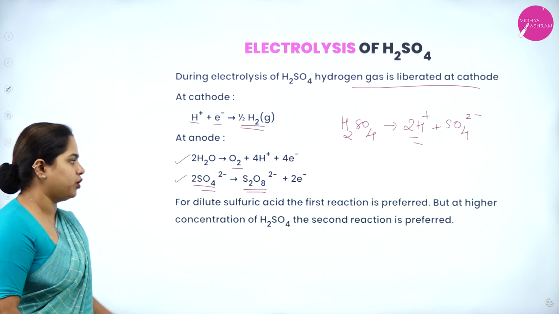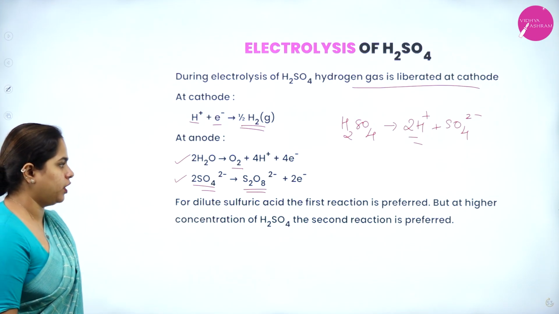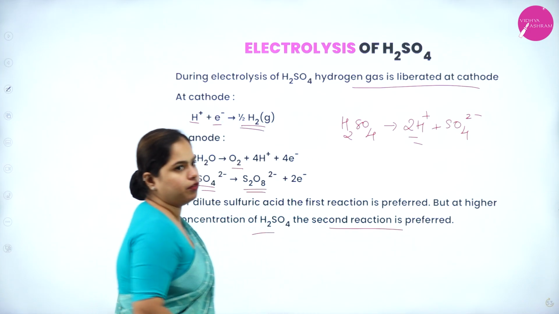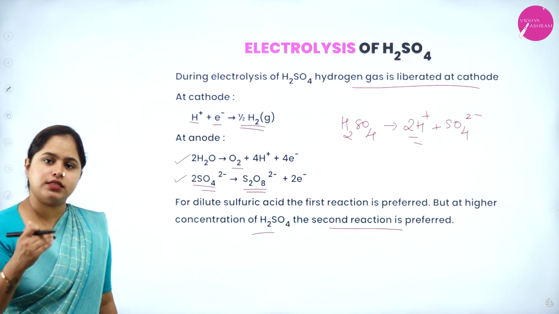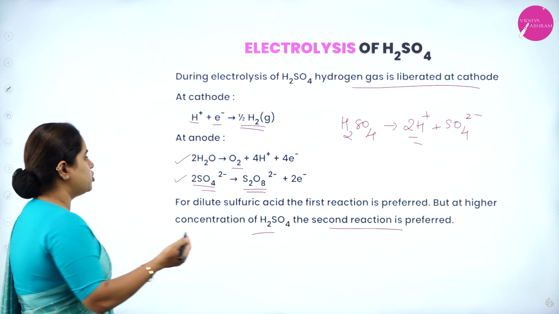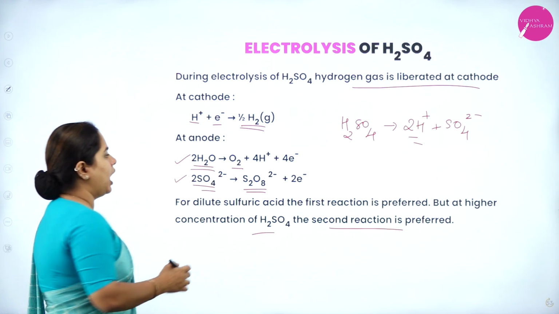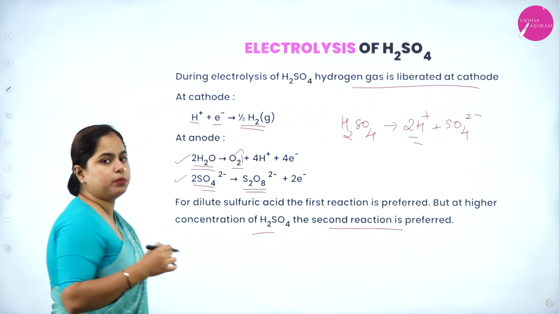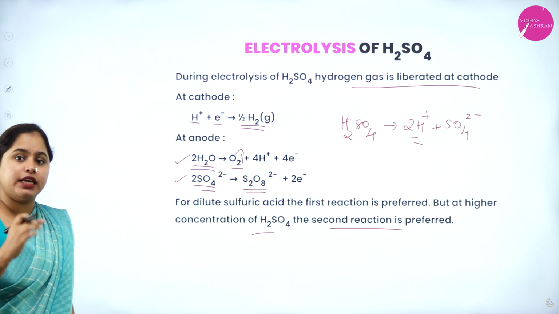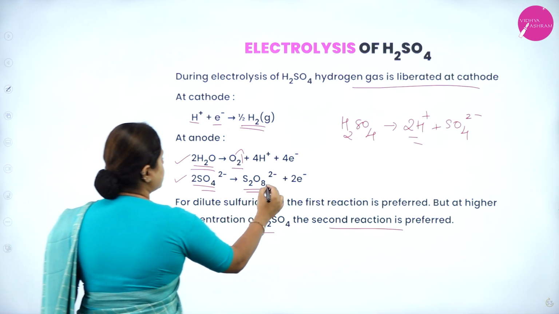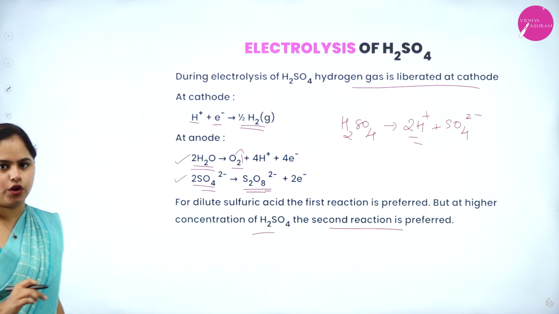For dilute sulfuric acid, the first reaction is preferred, but at higher concentration of sulfuric acid, the second reaction will be preferred. So dilute sulfuric acid means more water will be present, right? So in that case, the one with the water will be preferred. That means at the anode, what will happen? Oxygen gas will be liberated. And in the case of higher concentration, that means a lesser amount of water, what will happen? Thiosulfate ion will be formed. So this is what you have to remember.